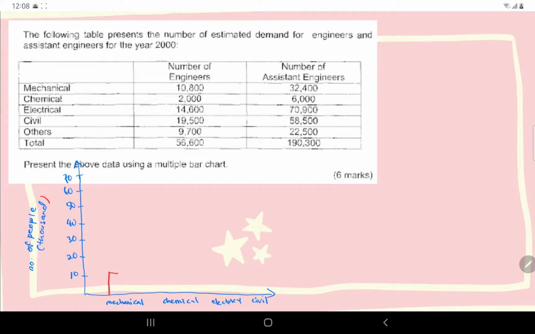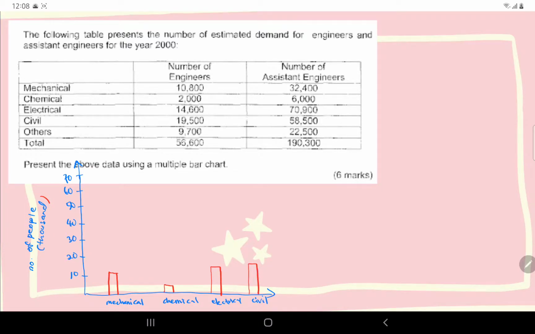Okay, for chemical is 2,000. So it is shorter than the bar for mechanical. And then for electrical, 14,600. So it is slightly taller than the mechanical's bar. Okay. And then for civil, the bar is just slightly longer than electrical.